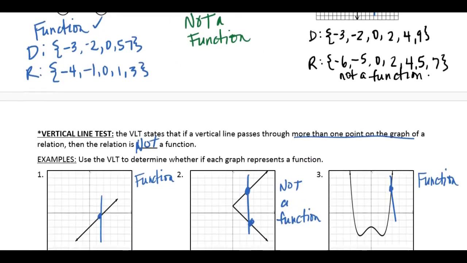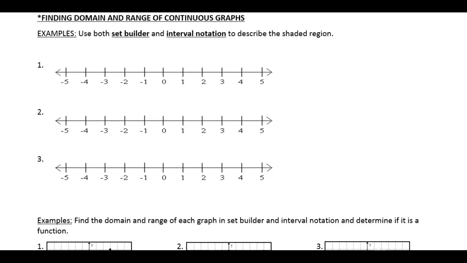Okay, moving on though. Finding domain and range of continuous graphs. You're going to need to use set builder and interval notation to describe the shaded regions. All right, open circle. So this is saying that x is less than -3. Hopefully that makes sense to you. So for set builder, the notation would look like this. We have the curly bracket, and then we say x such that x is less than -3. Curly bracket. All right? Interval notation, remember what this arrow points to.